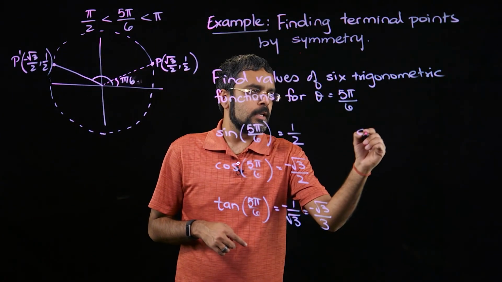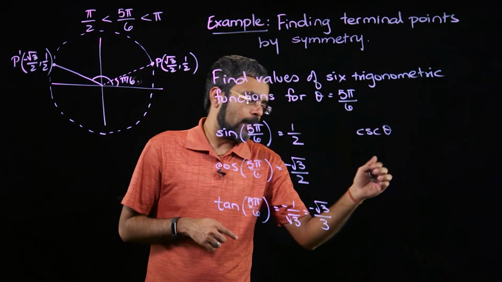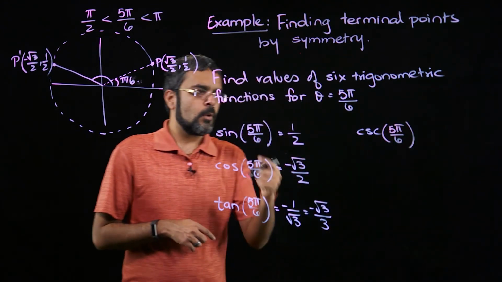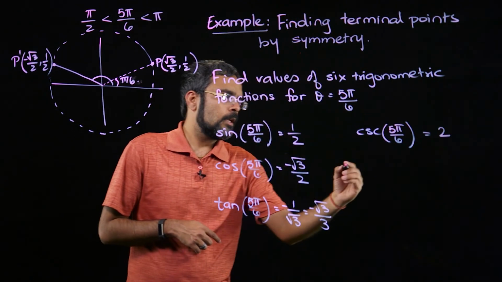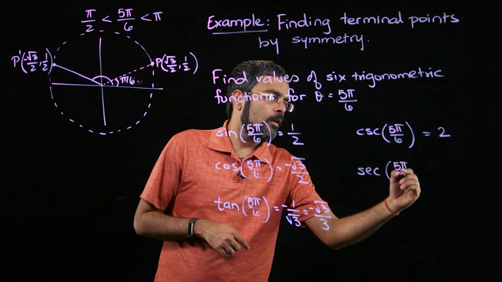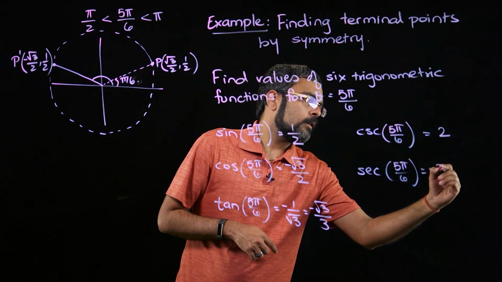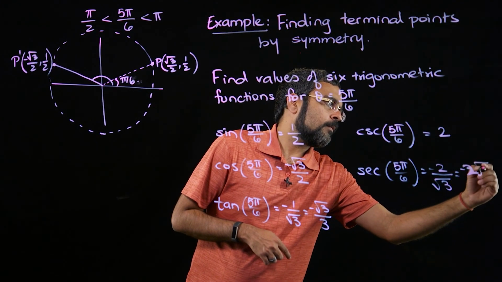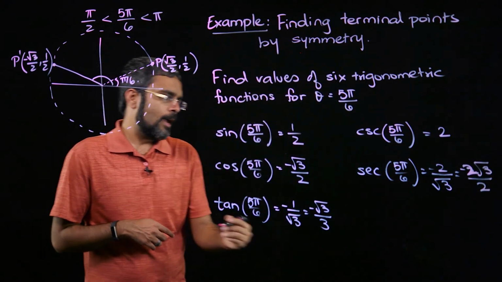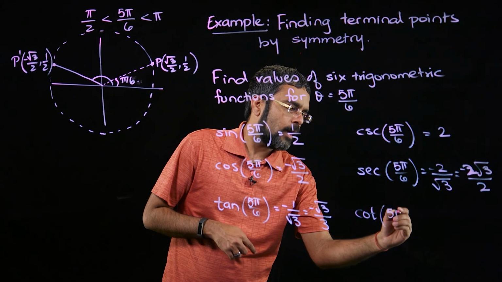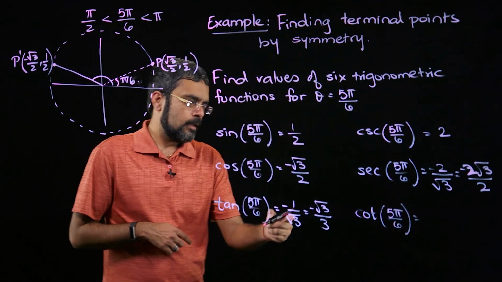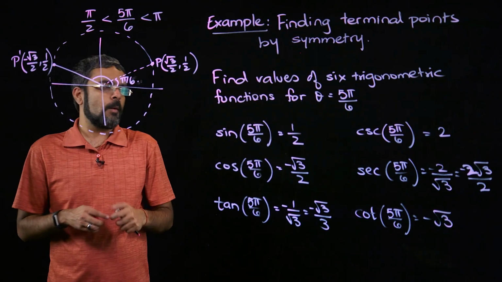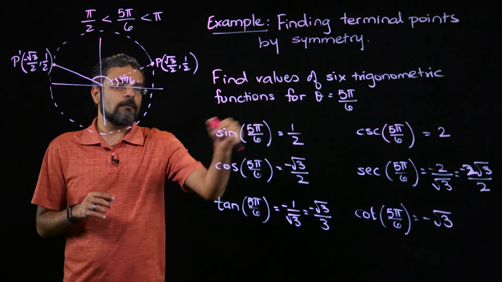Okay, let's look at cosecant. And cosecant of 5 pi over 6 is going to be 1 over that, which is 2. Secant of 5 pi over 6 is going to be negative 2 over root 3, or if you want to write that as negative 2 root 3 over 3. And finally, cotangent of 5 pi over 6 is given by negative root 3. Okay, so we can use symmetry and one of our common angles to figure out what the trig values for 5 pi over 6 are going to be.